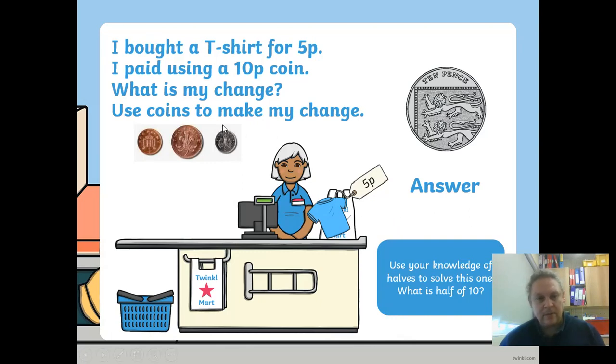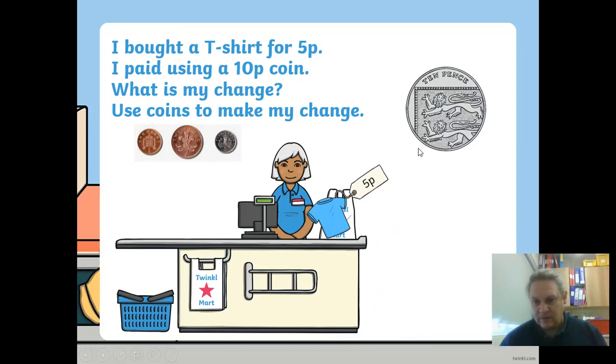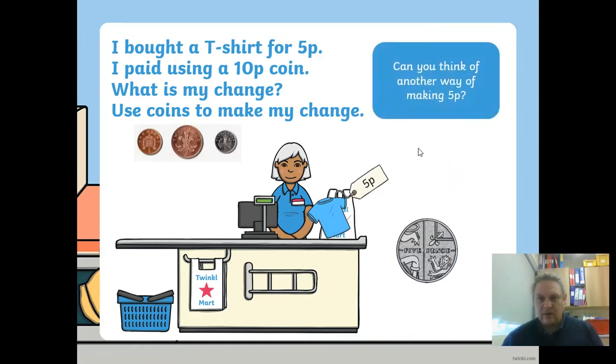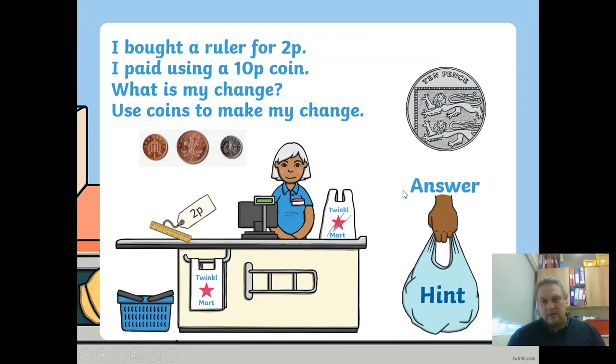What are we going to make up our 5p with? Well, we've got a 5p piece, so that seems like the most obvious option. Now, can you think of another way to make 5p? Yes, we could have 2 2p's and a 1p, or we could have 5 individual 1p's. Let's have a look at the next one.